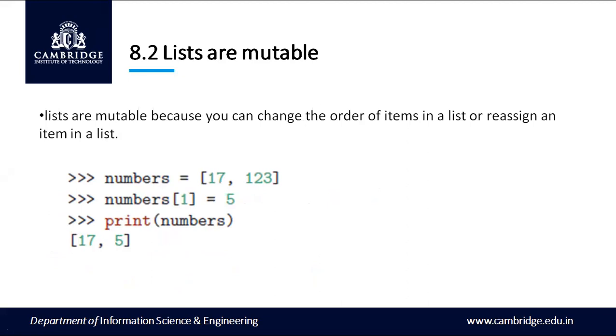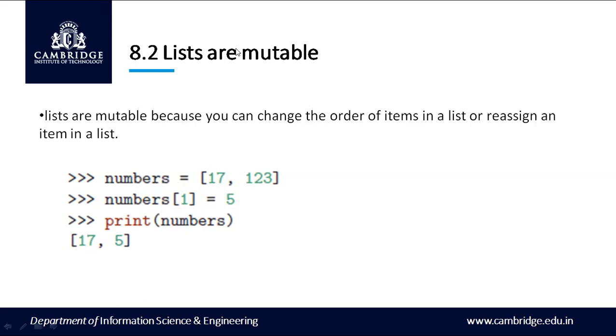Strings are immutable, which means you cannot change any character within a string. But in a list you can change the order of items, so that is why it is mutable. Lists are mutable because you can change the order of items in a list or reassign an item in a list.